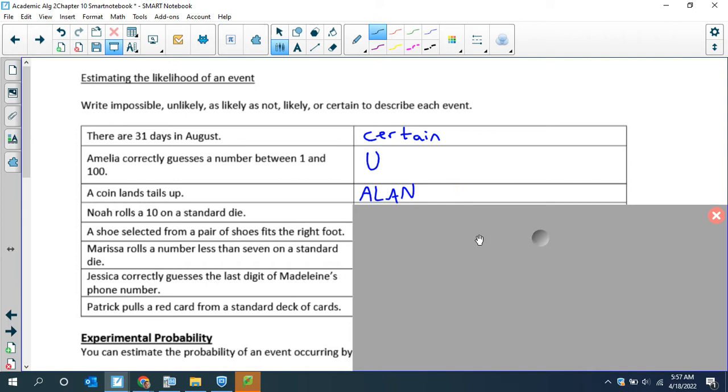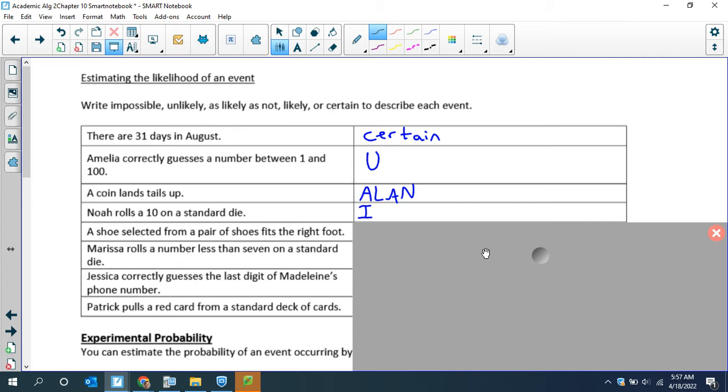Noah rolls a 10 on a standard die. Well, a standard die goes from 1 to 6. So is it possible to roll a 10 on one die? No. So that is impossible. It cannot happen. 0% chance of it happening. You have a better chance of winning the Powerball than rolling a 10 on a 6-sided die.